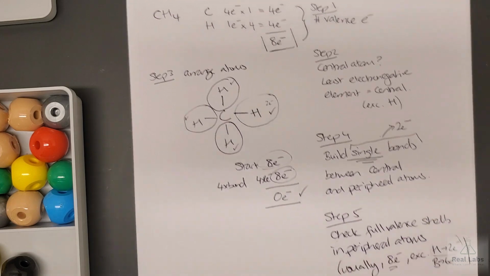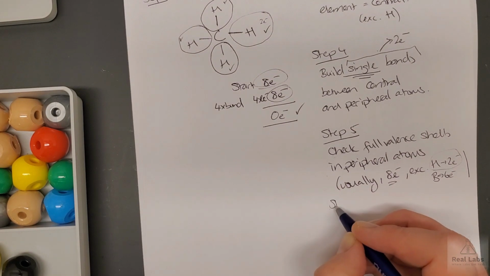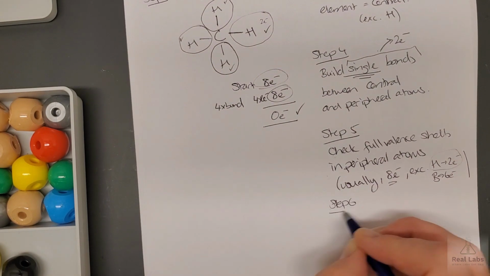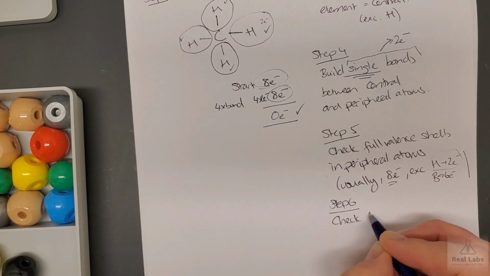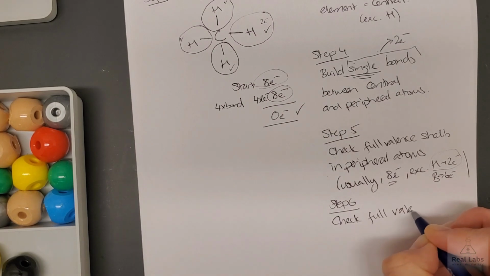The last step, which is step 6, is to check for full valence shell of the central atom.